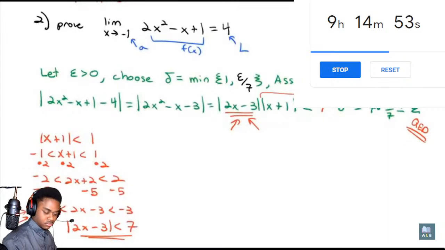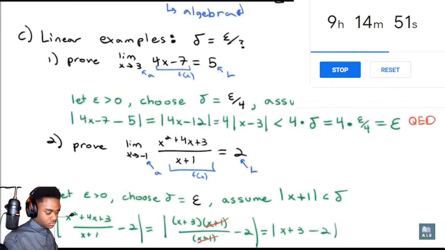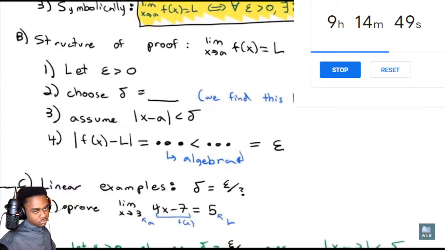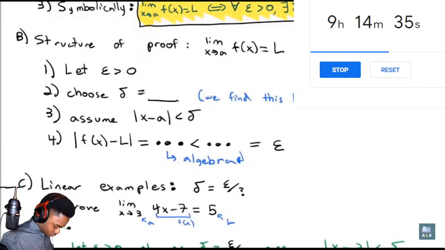So that is your general proof for a limit. We're just going to work with linear examples and quadratic examples in this class. You can take more advanced classes if you really want to prove a whole bunch of delta epsilons. But you should be very familiar with how to set up the proof.